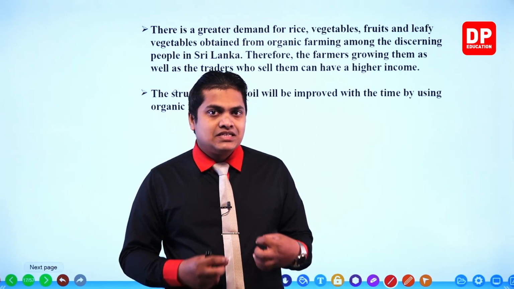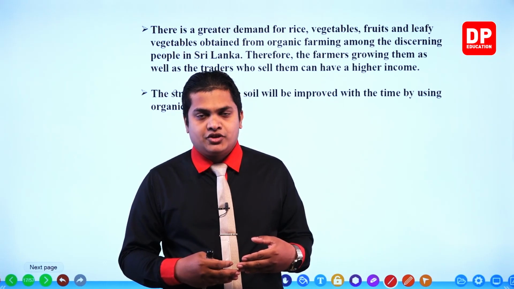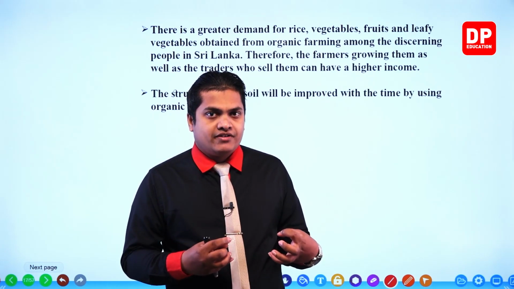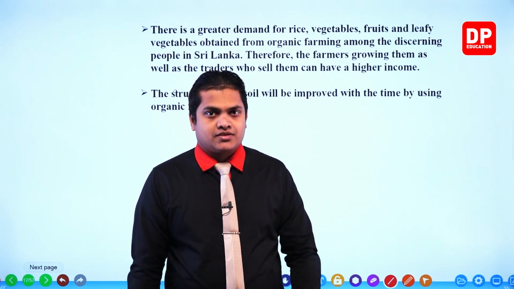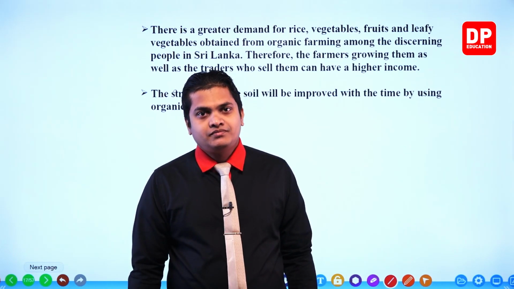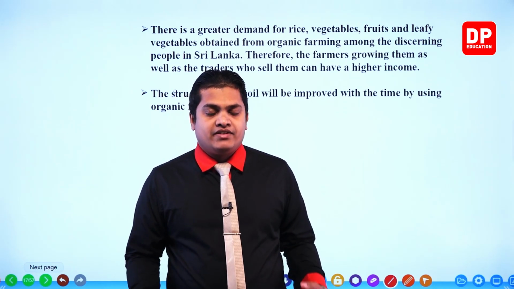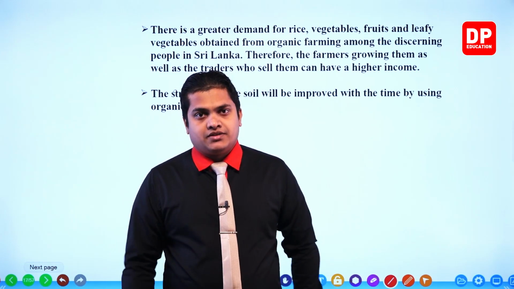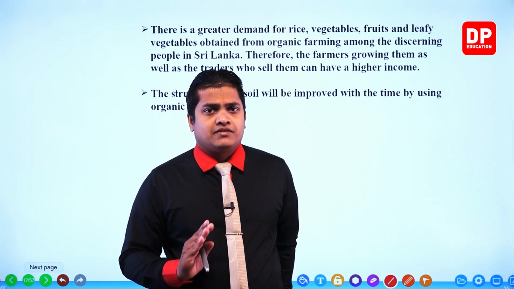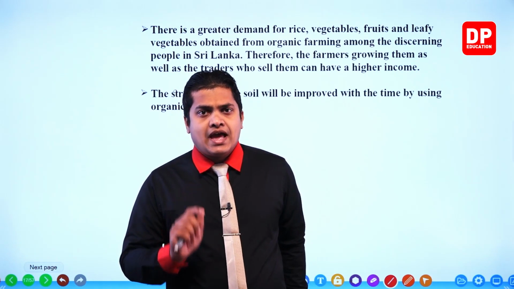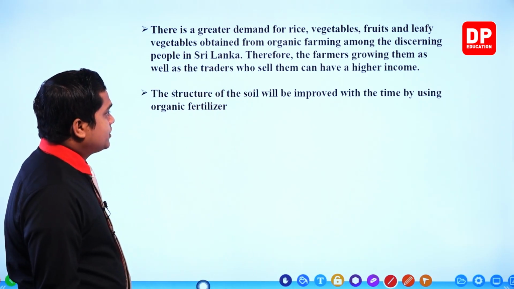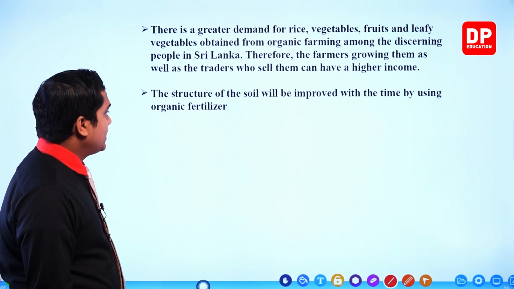So by giving that certain idea, my dear children, what will happen? The customers who have a certain interest in organic farming will come and definitely buy these products. So these are somewhat priced at a higher rate than the normal ones. It's because these things are very healthy and also somewhat different from the other ones. So therefore these are priced at a higher level. So therefore, my dear children, what will happen? The farmers and the sellers will have a good income by selling these products. Then the next one, the structure of the soil will be improved with time by using organic fertilizer.